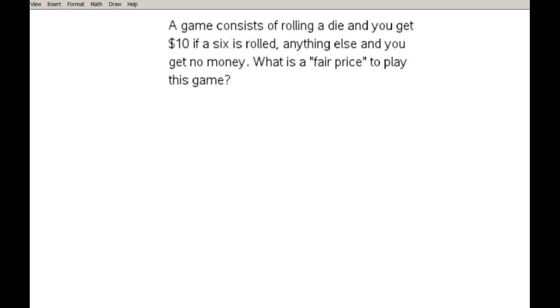Here's kind of a tougher problem. A game consists of rolling a die and you get $10 if a 6 is rolled. Anything else, you get no money. What is the fair price to play this game? If we start setting up our equation here, we might say, okay, we don't know the price here, but we're going to say you get $10. Well, actually, you don't really get $10, do you? What do we have to subtract from the amount we get? The cost. So let's subtract the cost, or C here. So that's how much the payout is if I win.